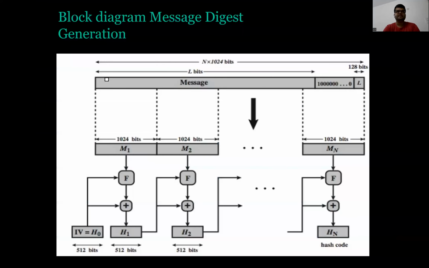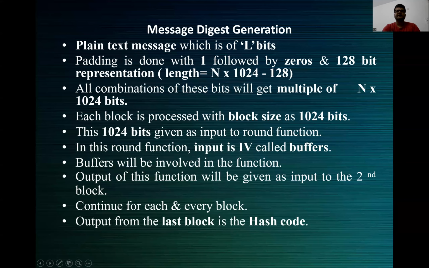So this is the block diagram of message digest generation. Here is the message, and here you can see the 1024 bits, the functions, and the hash code, which is 512 bits. So moving on to the message digest generation. It is a plain text which consists of L bits, and padding is done with a 1 followed by zeros and the 128-bit representation.